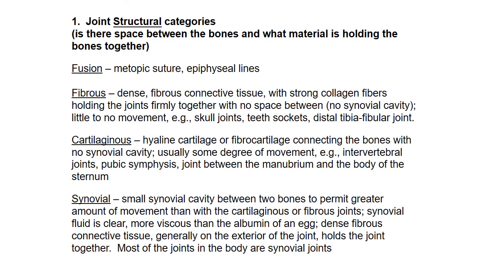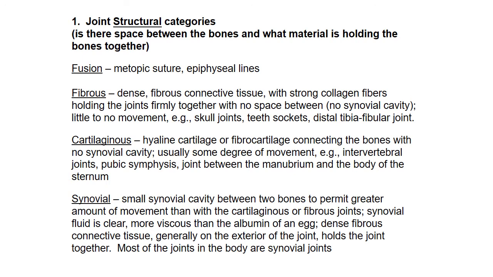Synovial, those are a special type of joint. It's a freely movable joint, with a small synovial cavity between the bones. So you have a lot more movement than the other two joints, the fibrous or cartilaginous joints. The synovial fluid is inside this cavity. It's clear and viscous, more viscous than egg whites. Seen egg whites, it's more viscous than that.